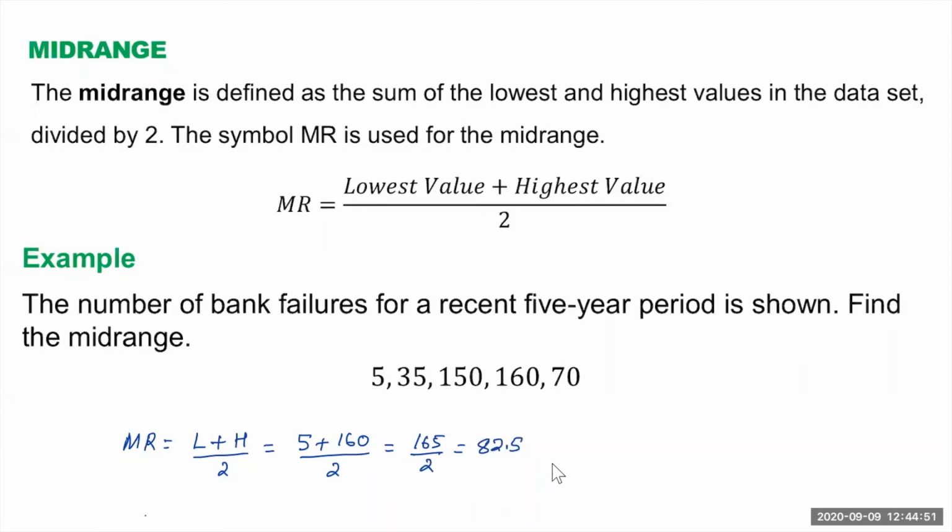It's very simple. When you are calculating the mid-range, you have to add the lowest value and the highest value, and divide it by 2. You'll get the mid-range.